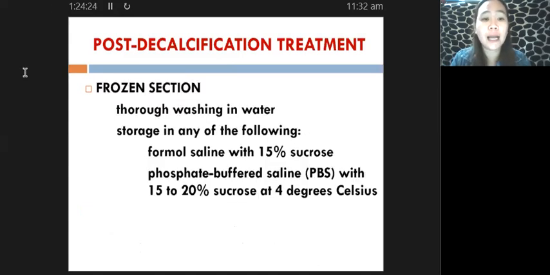Another is the post-decalcification of your frozen sections. You have to wash them thoroughly in water. The storage of your frozen sections requires an additional reagent. Storage may be in formol saline with 15% sucrose, or another storage solution you can use is phosphate buffered saline with 15 to 20% sucrose. Storage of your frozen sections is at 4 degrees Celsius.